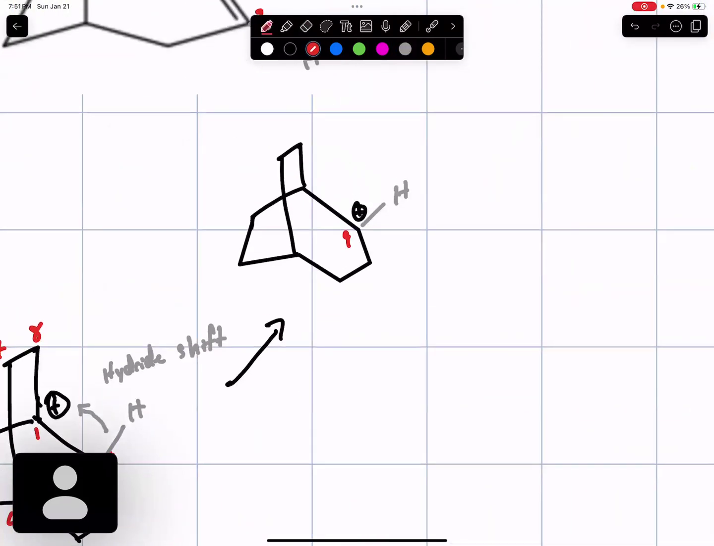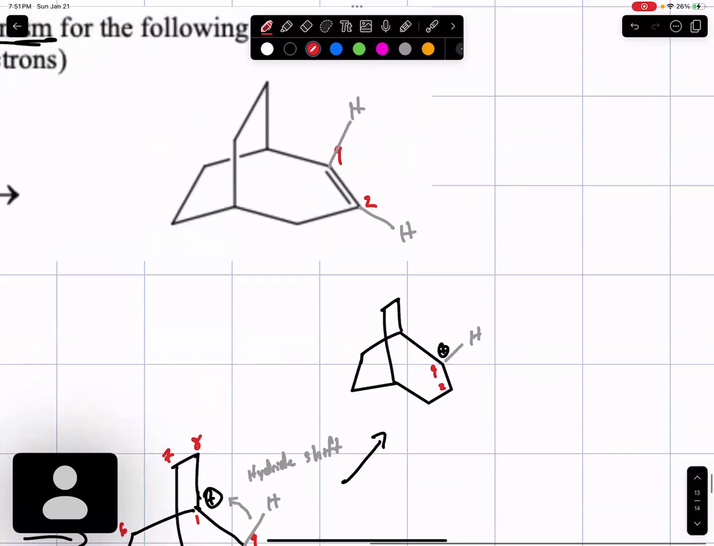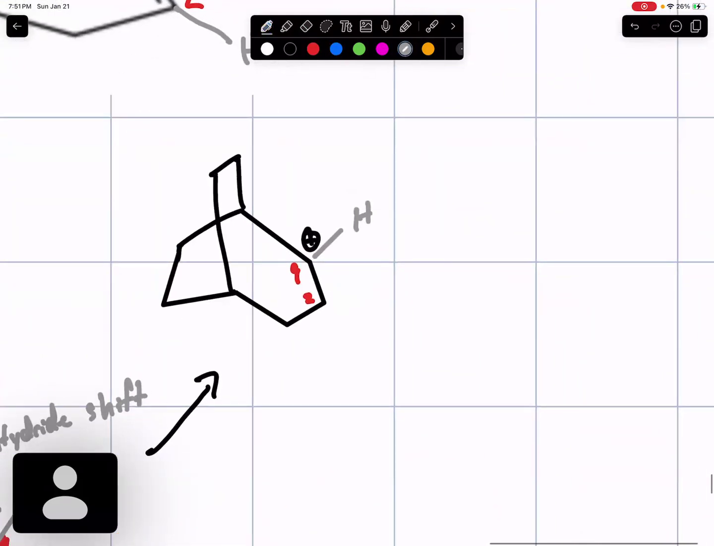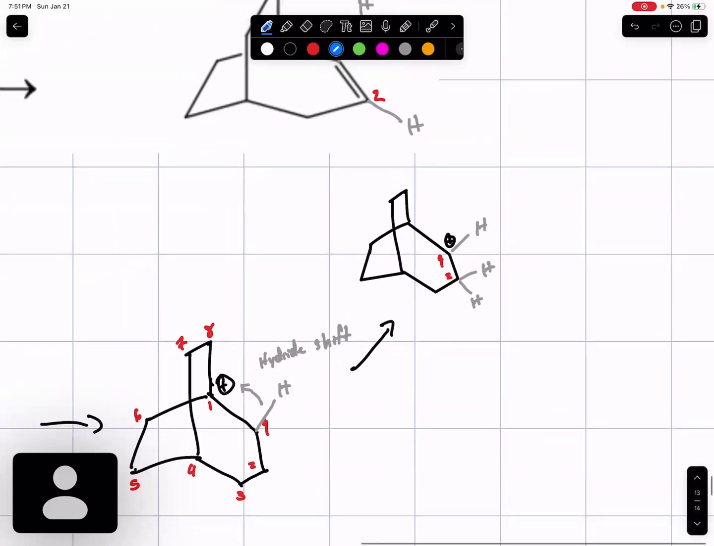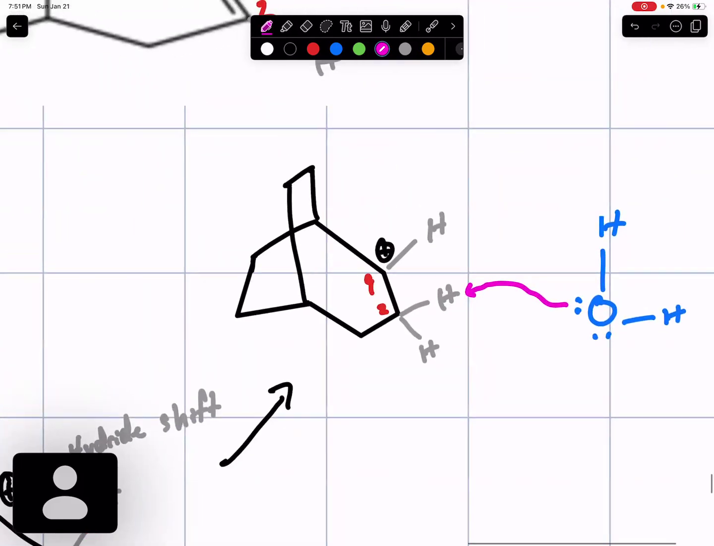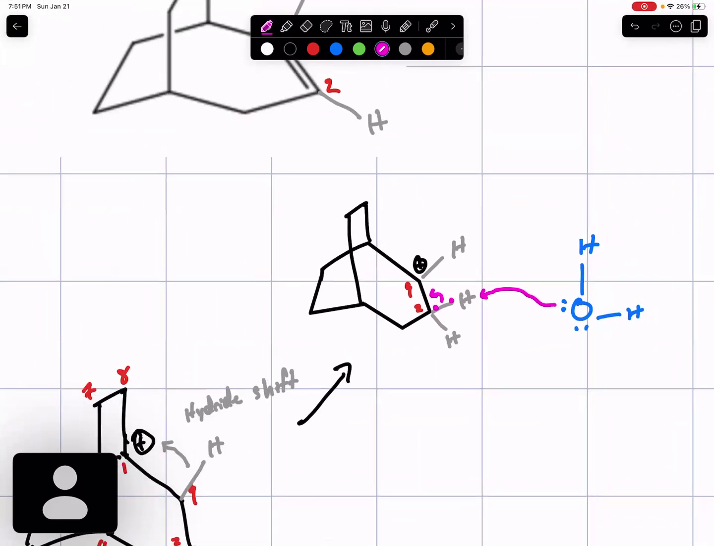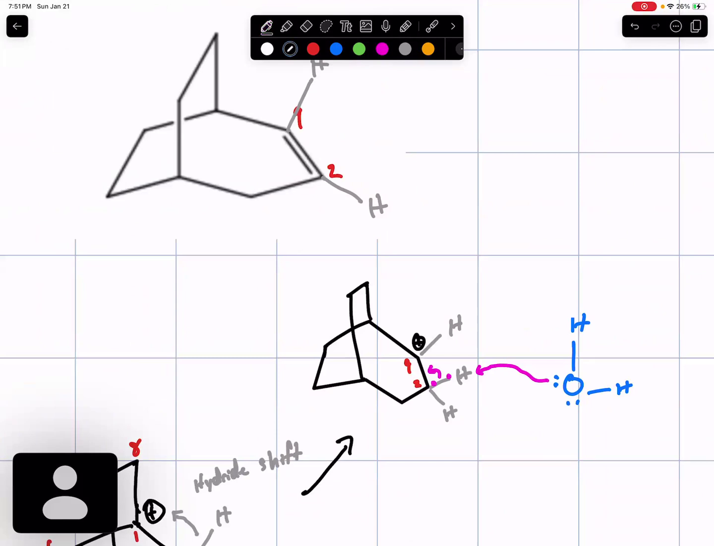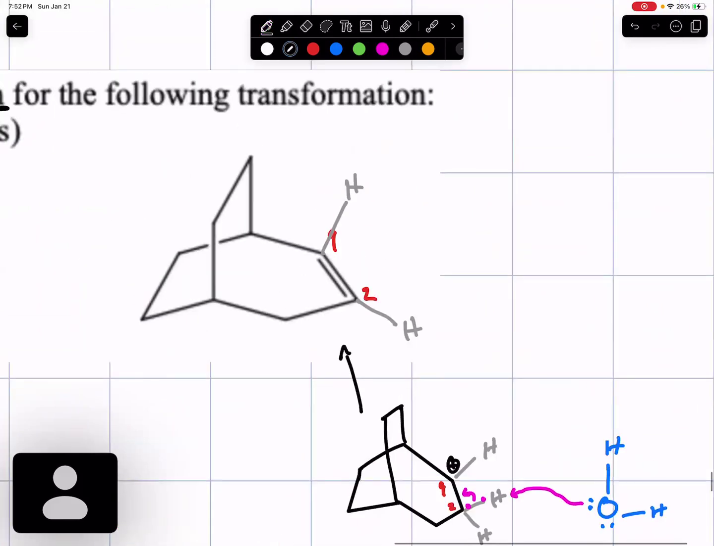So we can say that because in our final product, 2 only has 1 hydrogen, we must have deprotonated one of those hydrogens with water. So we have water here, and it picks up one of those hydrogens. And the electrons between that carbon and that hydrogen are now going to be donated to make that alkene between 9 and 2. And so that is what forms this alkene, this double bond.